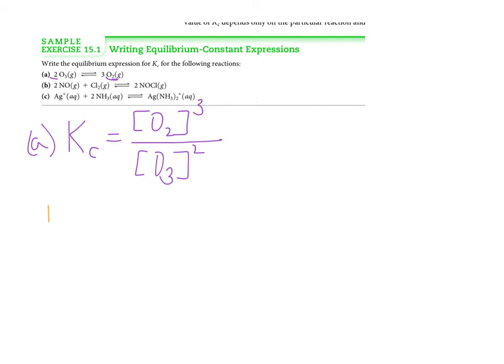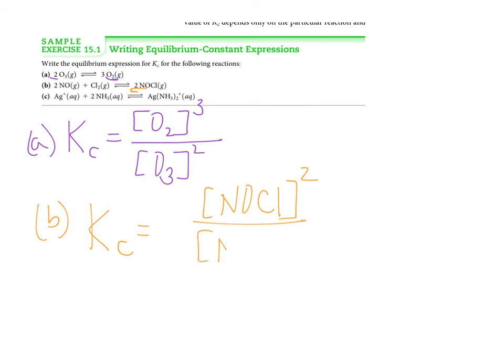For letter B, our equilibrium constant expression is equal to our products. We only have one, it's NOCl. Concentration of that, whatever it is, raised to the second power, because its coefficient is 2, divided by the reactants. So we have NO raised to the second power, because 2 is its coefficient, and Cl2 raised to the first power, because its coefficient is 1.